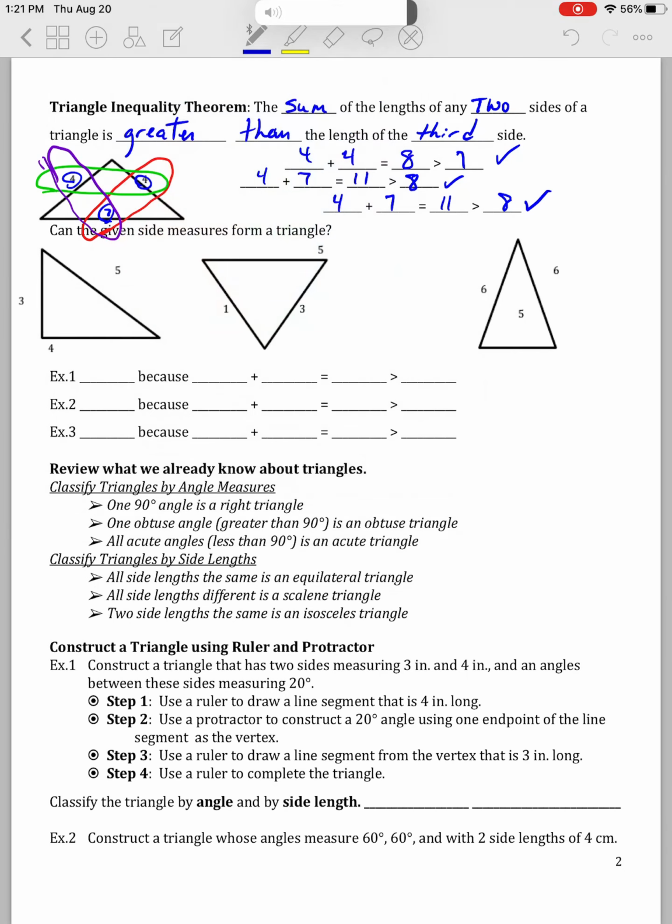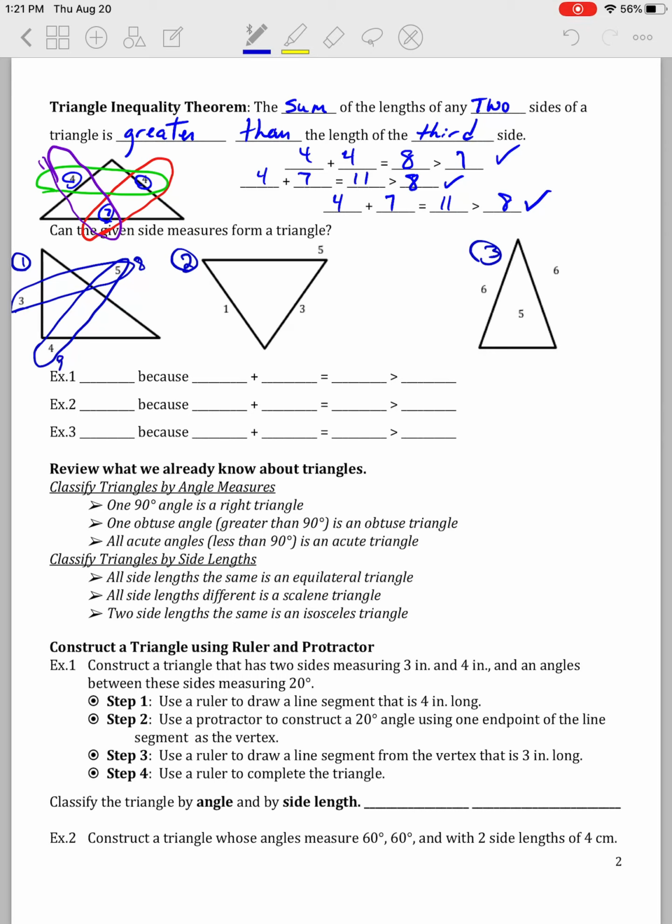Okay. So given the side measures, can the given side measures form triangles? Let's see. We're going to call this 1, 2, 3. So on example number 1, 3 plus 5 equals 8, right? Is 8 greater than 4? It is, right?